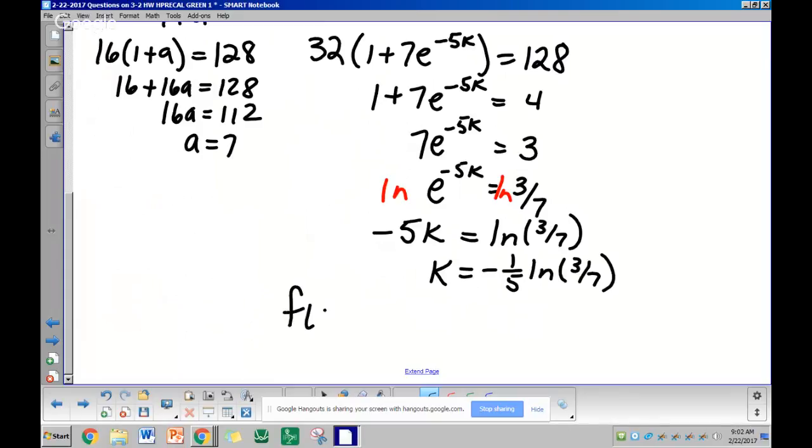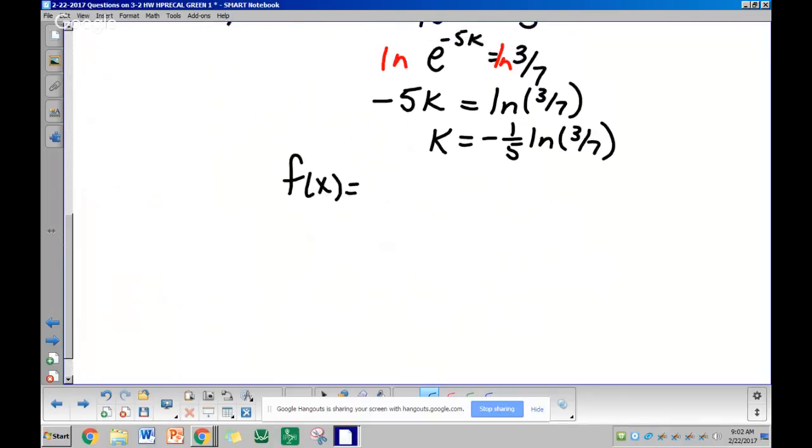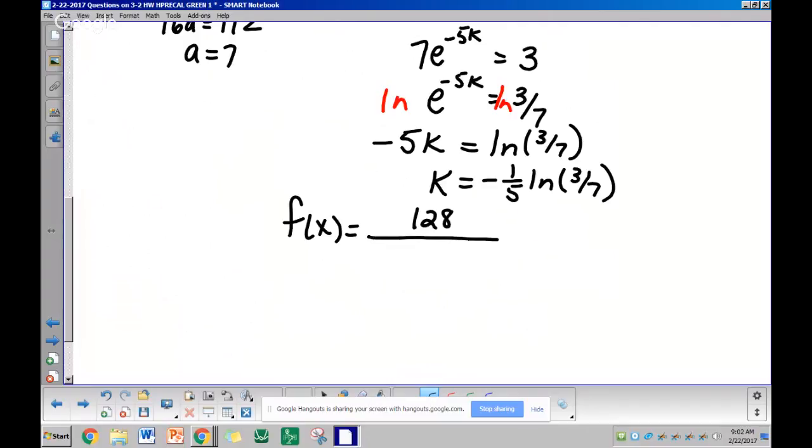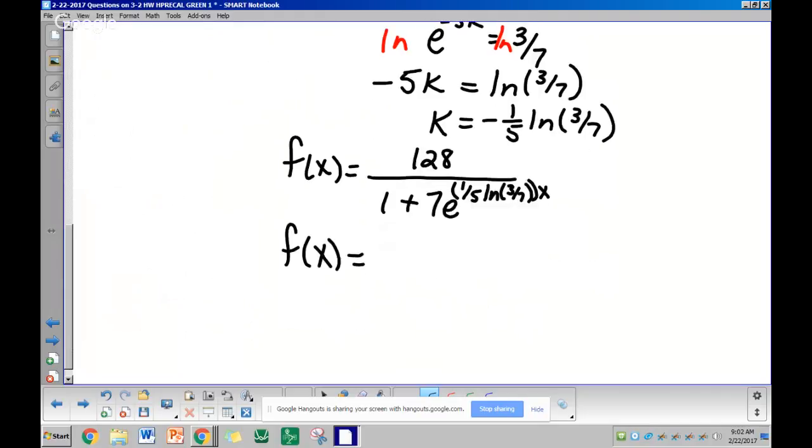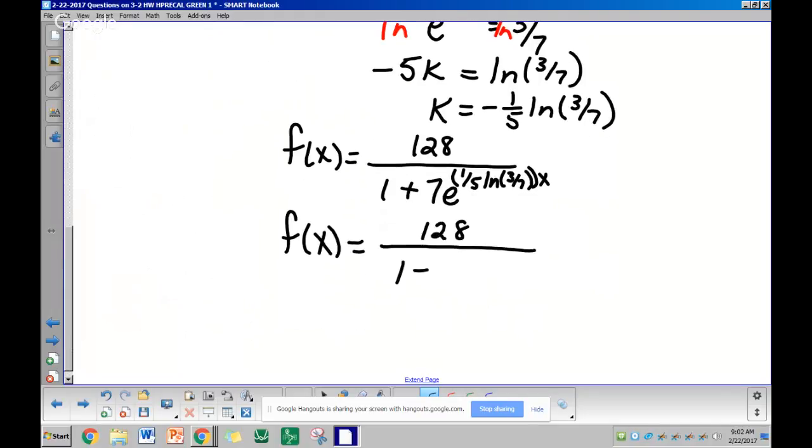So putting that back in my equation, I get f of x equals 128 over 1 plus 7 e to the negative kx. So this is positive, so this is going to be 1/5 natural log of 3/7 times x. Now, if I wanted to see if that's equivalent to the answer in the book, I could say that this is 128 over 1 plus 7 e to the, I'm going to raise this 1/5 up, so this will be ln of 3/7 to the 1/5 times x.